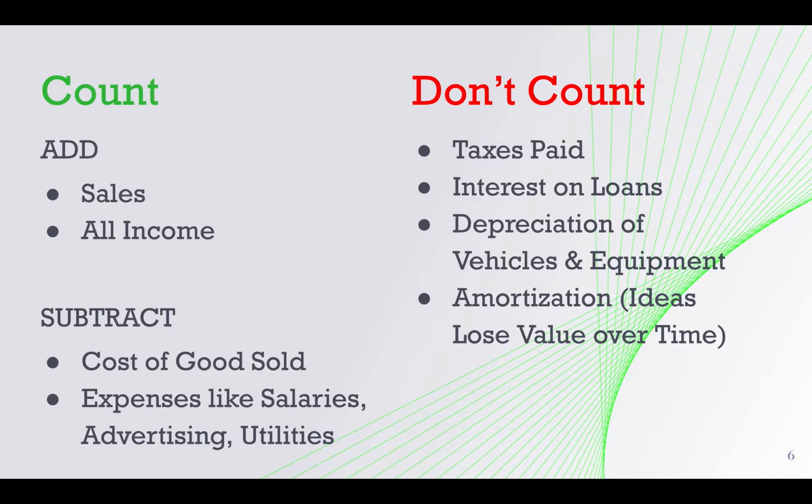the depreciation of vehicles and equipment, which again is how expensive things like vehicles, buildings, computers, equipment lose value over time. And also you don't count amortization, which is the idea that if you have a patent or a unique idea, it actually also loses value over time. And so a unique idea, 5 years later is not as valuable. That makes sense, that when inventions are no longer new, they're not as valuable as they used to be. So you only count things related to the day-to-day operations of the business.